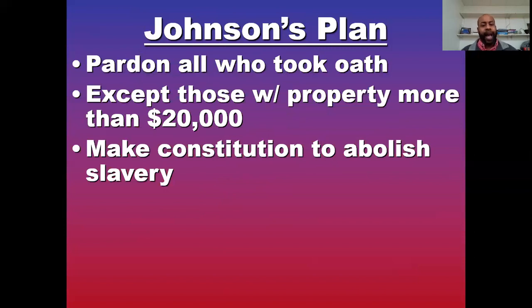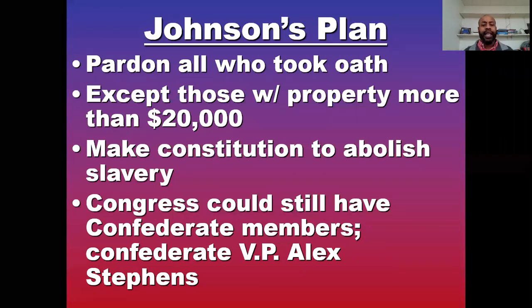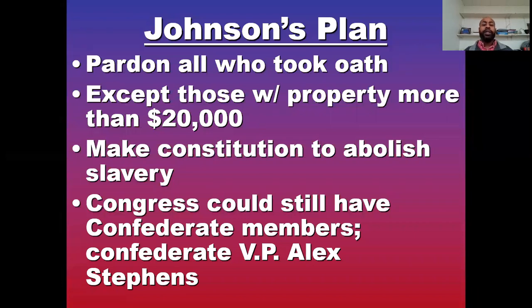So Johnson comes in and says, well, I'm president now, and I need to look out for my Democratic buddies. Lincoln's dead. We're sorry about that, but this is how I think the Reconstruction policies should go. So Johnson comes up with his own plan. He wants to pardon everybody that takes an oath. Huge difference. Except those that have $20,000 of property.